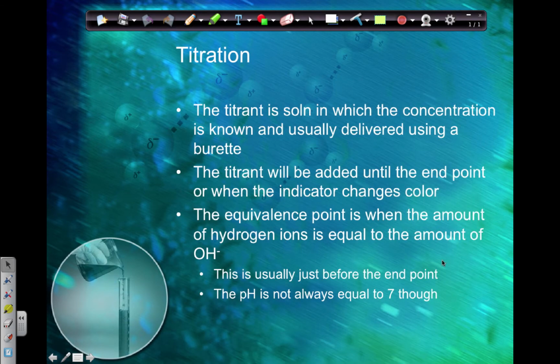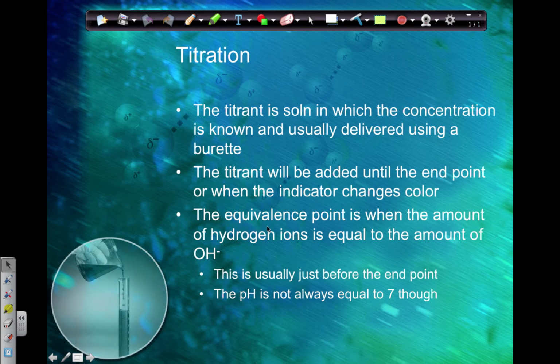We use this a lot with acid-base reactions, but we can use it for most types of reactions to figure out the concentration. So the titrant is a solution that you know the concentration of, and usually that's what's in the burette and being delivered to the unknown solution. The titrant is going to be added until you reach the end point. That's when the indicator changes colors.